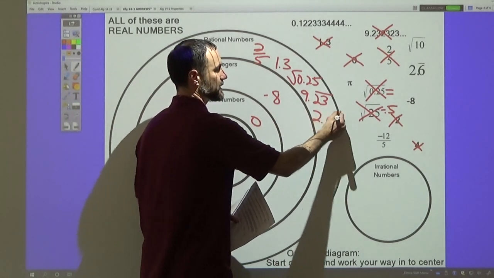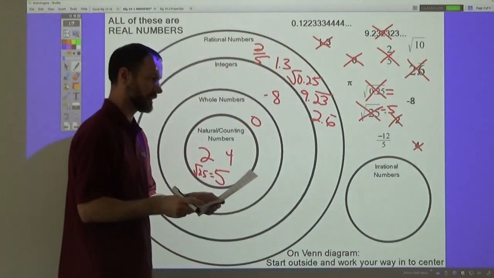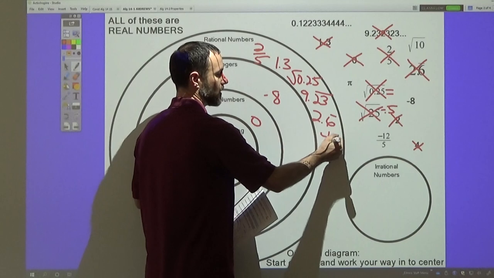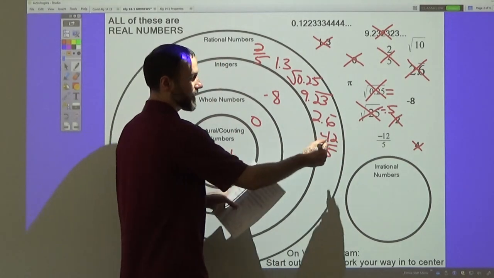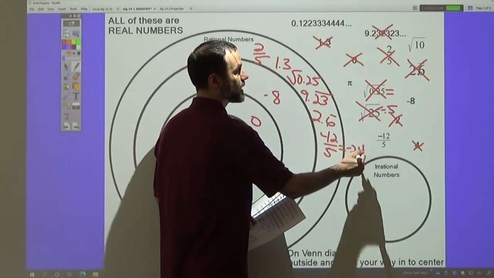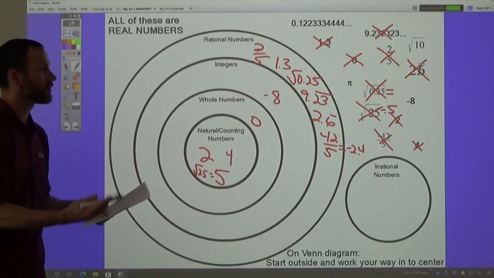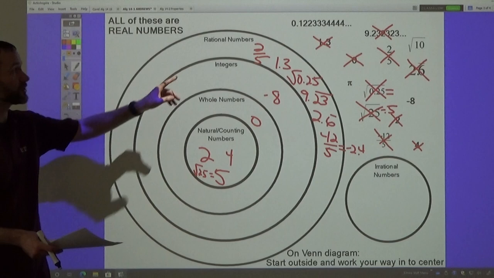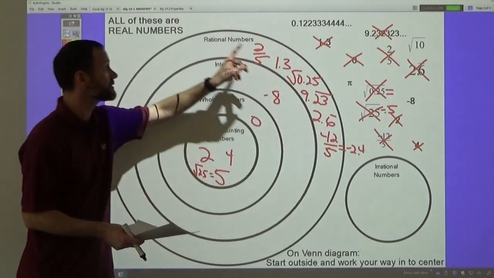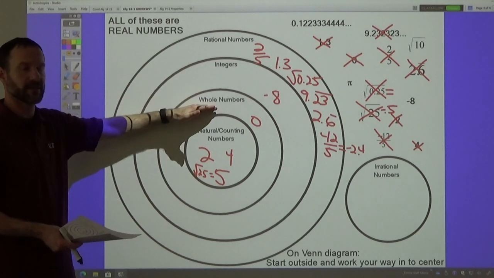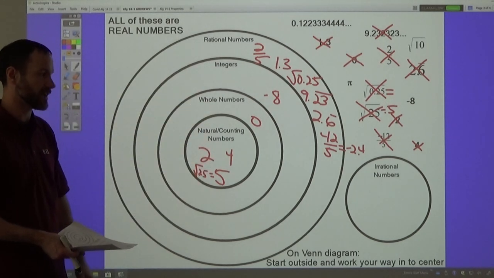2.6 is a repeating decimal. Again, 2.6 repeating is a repeating decimal. That's rational. Negative 12 over 5 is negative 2.4. Negative 2.4 is a terminating decimal. That is terminating, so that is rational. All of these rational numbers are also considered real numbers, but they are not integers. They are not whole numbers. They are not natural numbers.